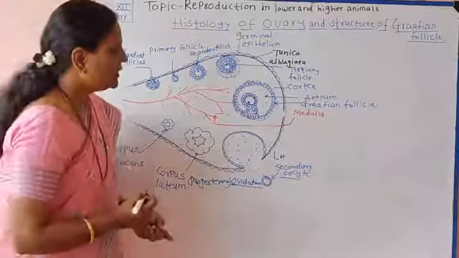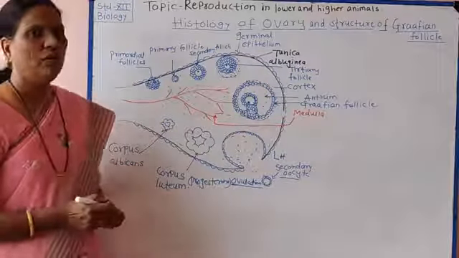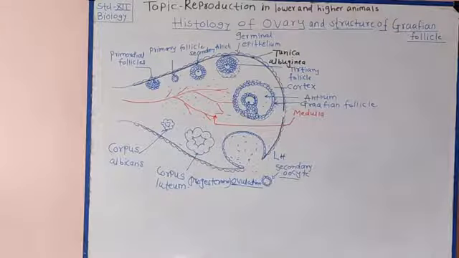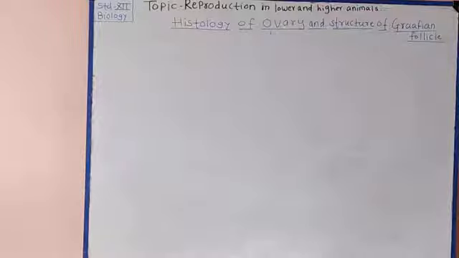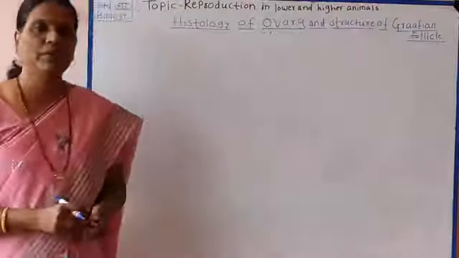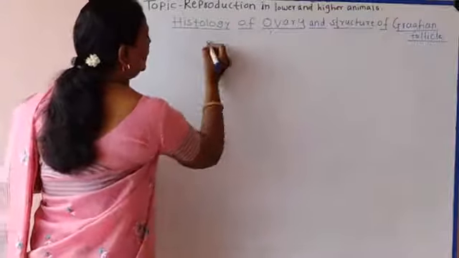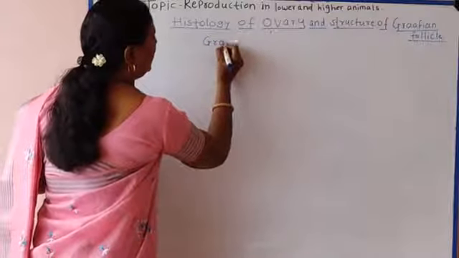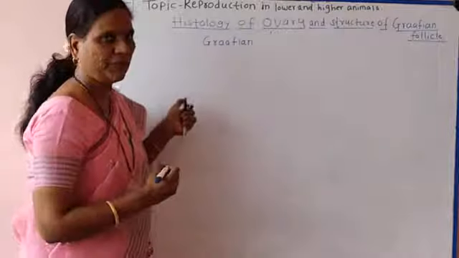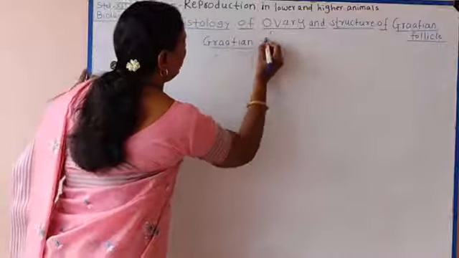Now here I will sketch the diagram of the Graafian follicle, and we will study it. Structure of the Graafian follicle. See the spelling of this follicle. The mature ovarian follicle is called the Graafian follicle.